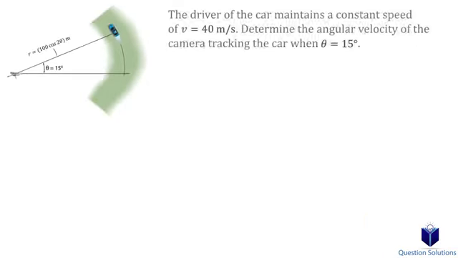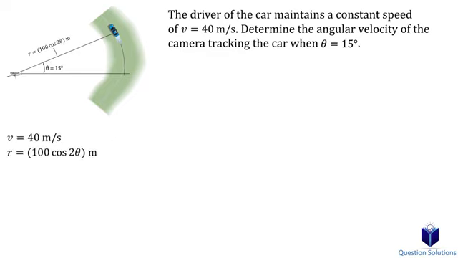Let's look at another example. In this example, we are asked to find the angular velocity of the camera when theta equals 15 degrees. So as before, we will start by writing down what we know from the question. We know the magnitude of velocity, which is 40 meters per second. We also know the equation for the position. Notice how this equation is not a constant like the previous question. This means the distance from the origin to the car is changing with respect to the angle. We also know the theta value at which we're trying to find the answers.